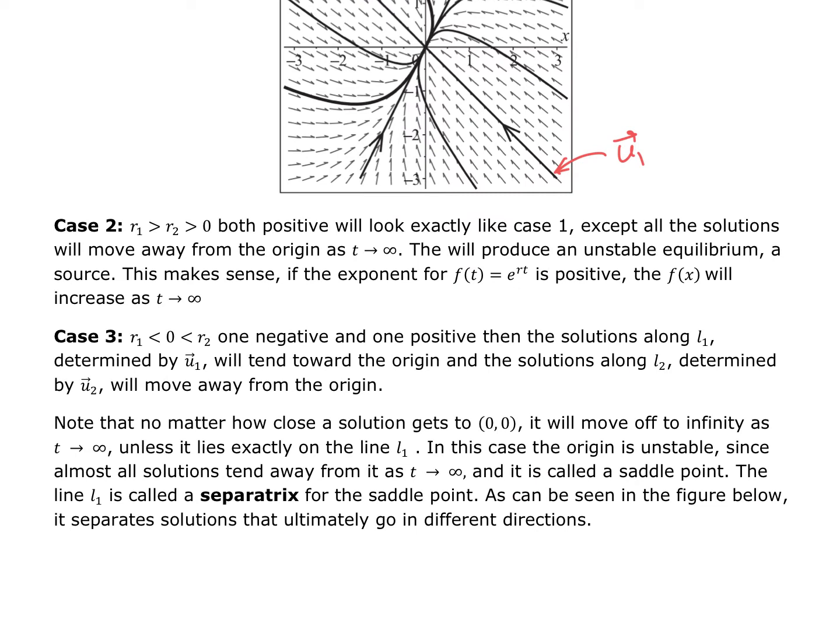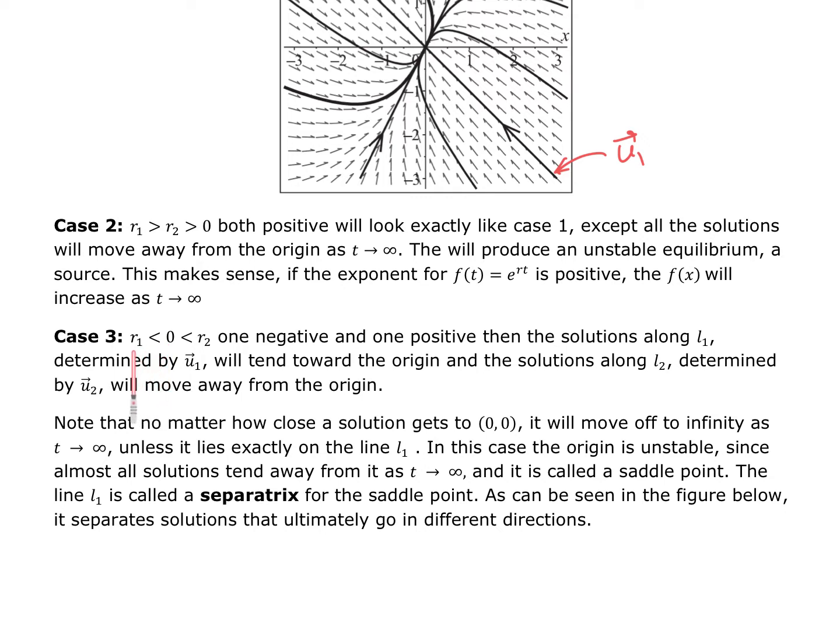Case number 2, where they're both positive, looks exactly like case number 1, except all the solutions are going to move away. This is going to produce an unstable equilibrium, and it's a source. And this makes sense, because if you were to graph on the xy plane f of x equal to e raised to the rx, then as x goes to infinity, this function would be positive and it would grow. It would be increasing. So that makes sense.